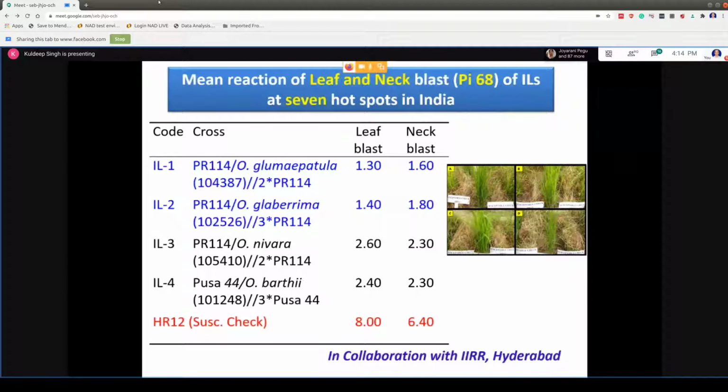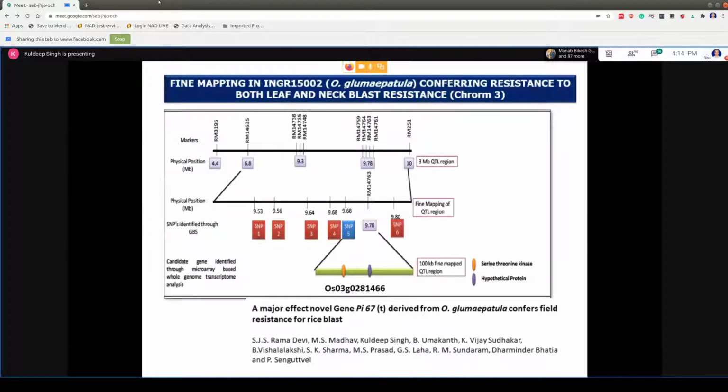We have another successful example where we shared this material, introgression lines, with the National Institute of Rice, sorry, NRRI, Hyderabad. They worked on this one and identified an introgression line coming from Oryza glumaepatula. This introgression line was resistant to both seedling stage blast as well as neck blast. They used it for mapping purposes and identified the markers. Now this gene is published as a new gene, Pi68. Very close markers have been identified, and I think they are very close to cloning this gene as well.